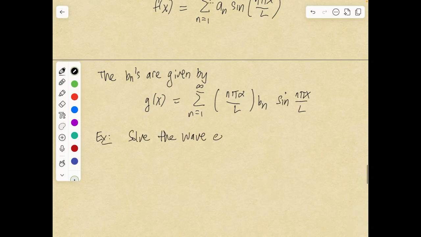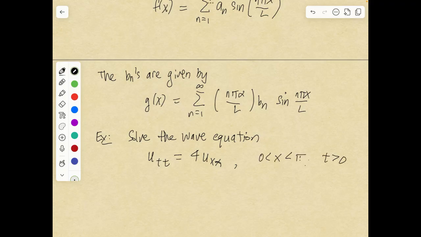So once you specify the g of x, that's the initial velocity, then you can use this to figure out what the bn's are. Okay? So let's look at an example.